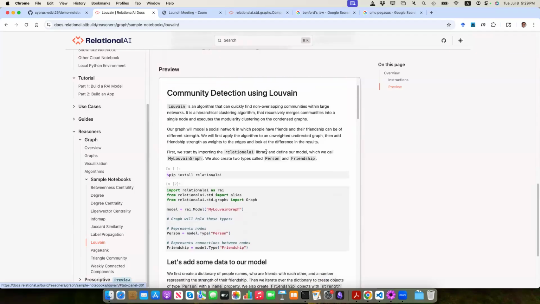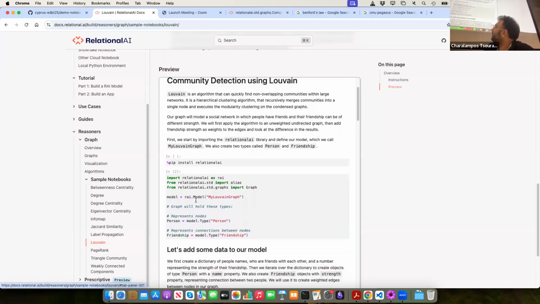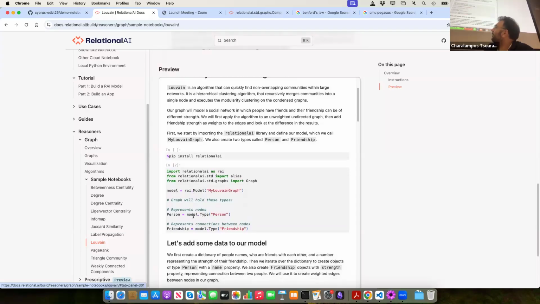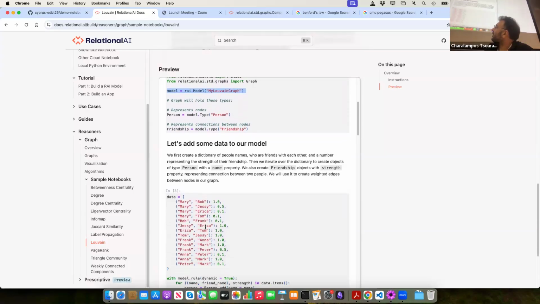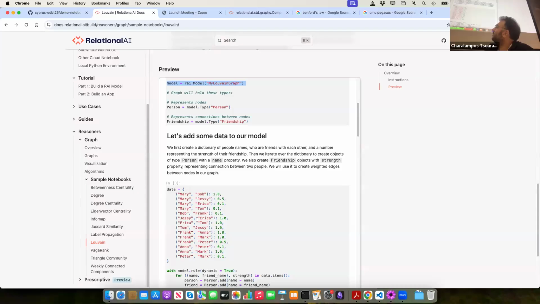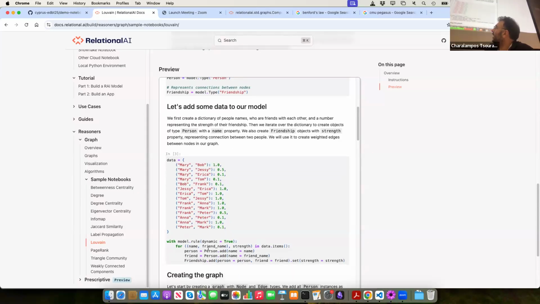So I won't run this now, but basically there are notebooks where you can create a person and a friendship. So this models the nodes and these models, let's say, the friendships. The model creates a database. So you create a database and 2 entities. Then let's say you have some data. You have Mary, Bob with weight 1 and so on. So you add your edges from your dictionary or your Snowflake table if you have a big data set to your database. And the way you do it is you add each one of those names to the person entity and each edge to the friendship entity.